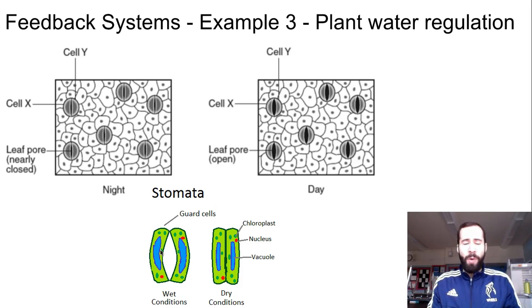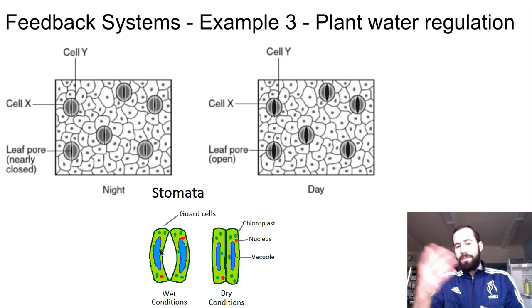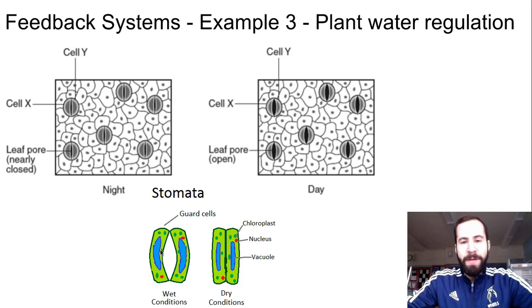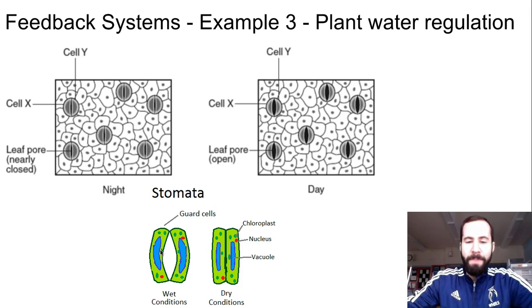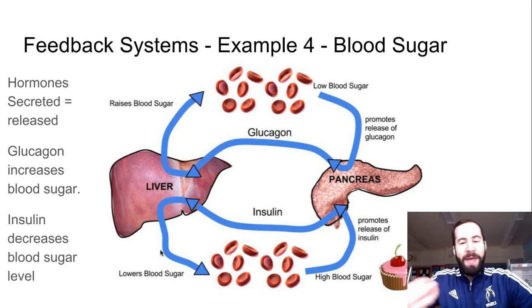When conditions are more wet, it's able to actually open back up and allow water to flow freely through the plant. So this is a third example of a feedback system, the opening and closing, the responding to a stimulus inside of a plant. The last example, the one that you really need to know, is how your body regulates its blood sugar levels.